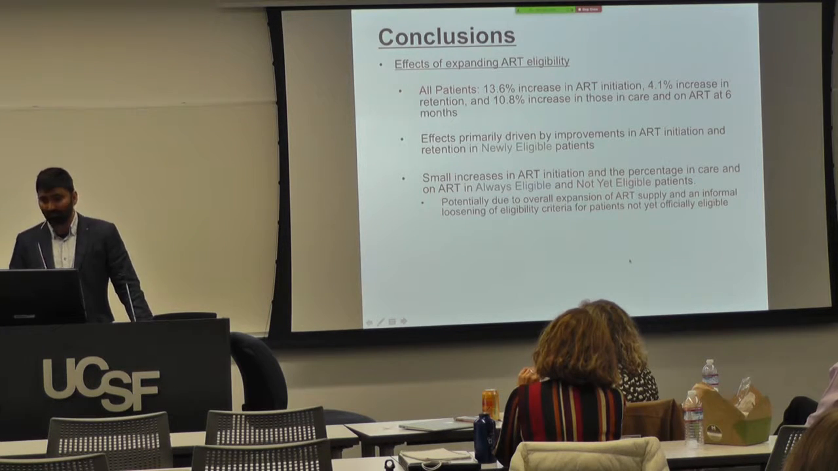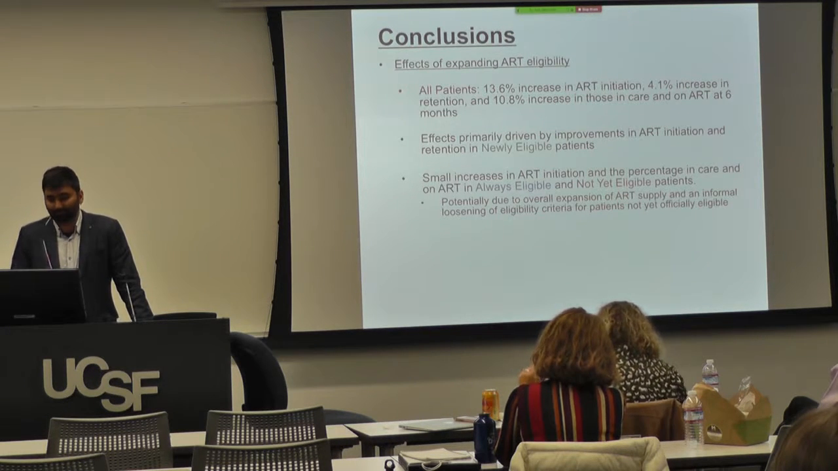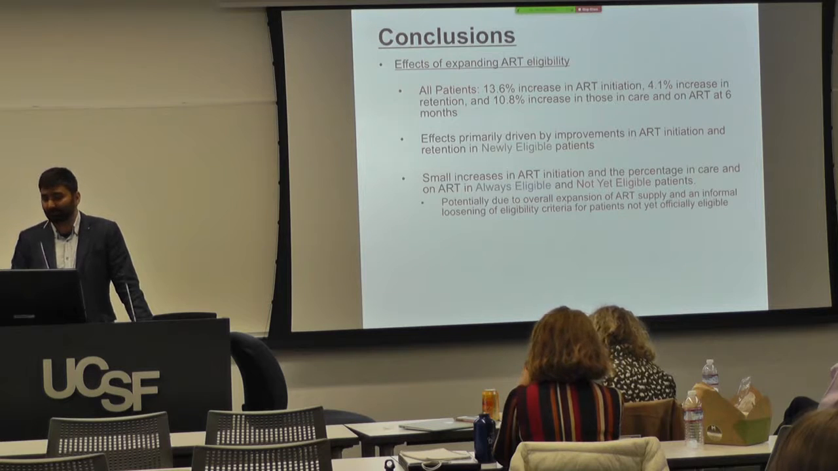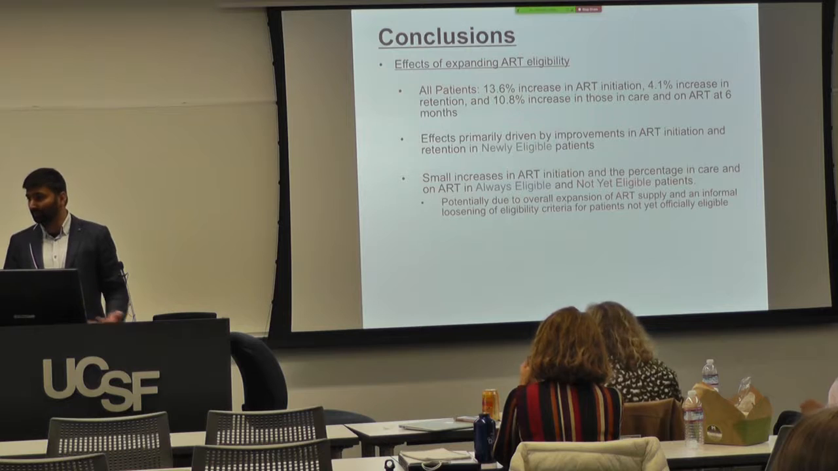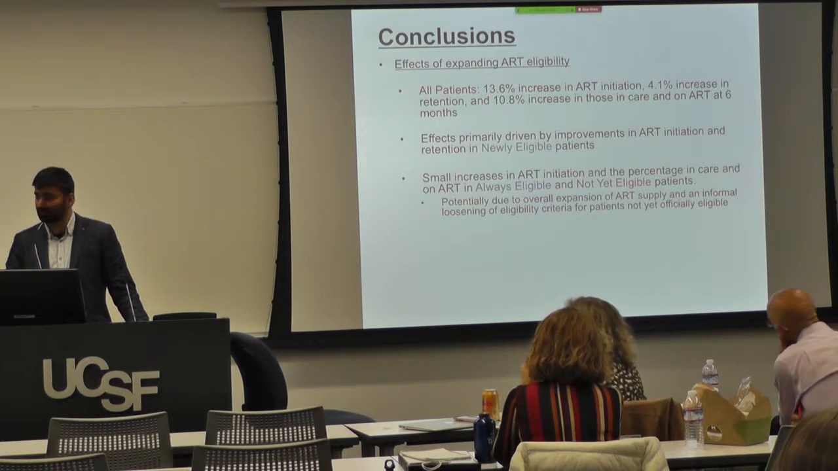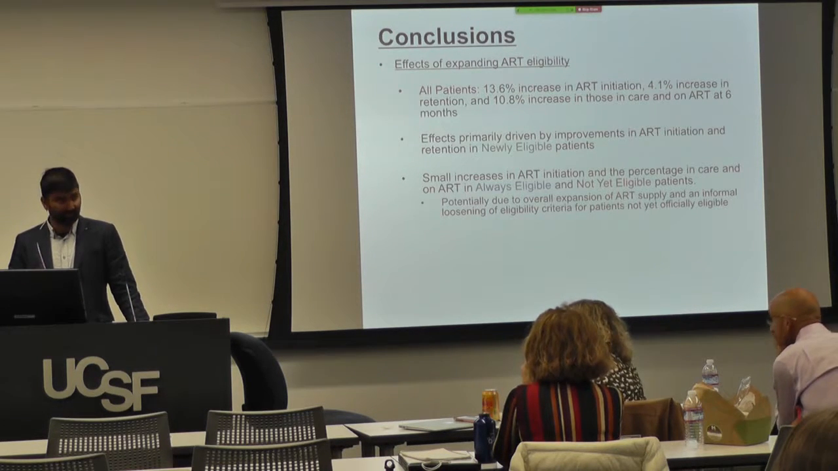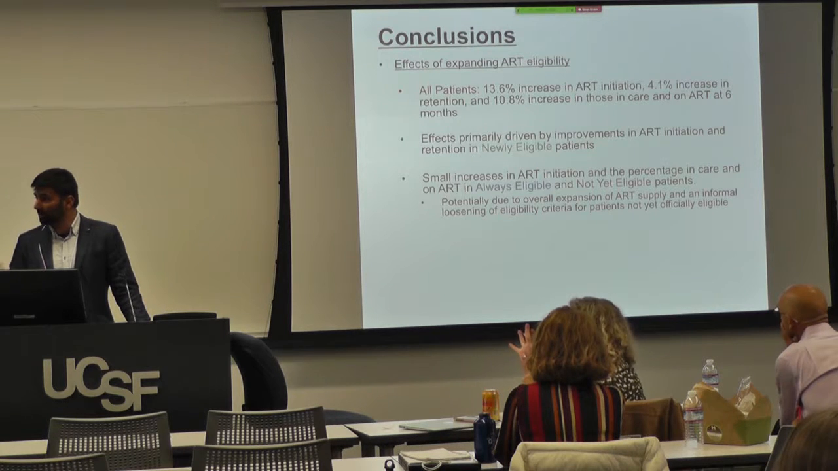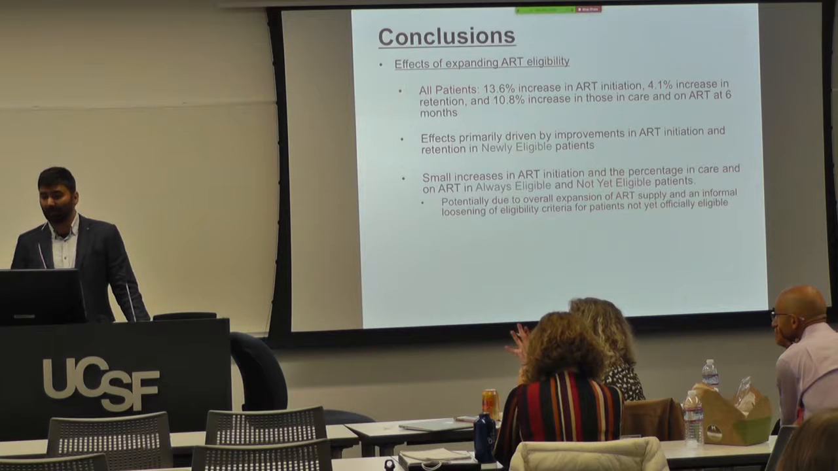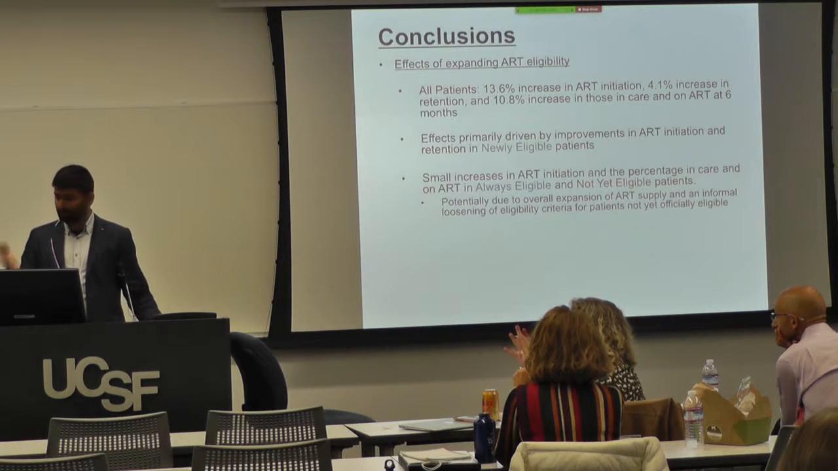And in trying to interpret that result with some preliminary, ad hoc discussion, we think this is potentially due to the overall expansion of the ART supply and an informal loosening of eligibility criteria. At this point, the benefits of ART were well known, so a lot of providers were probably offering ART even though patients were not yet officially eligible. And looking back at the slides, even before the guidelines, a certain percentage of patients who weren't eligible were still getting started.